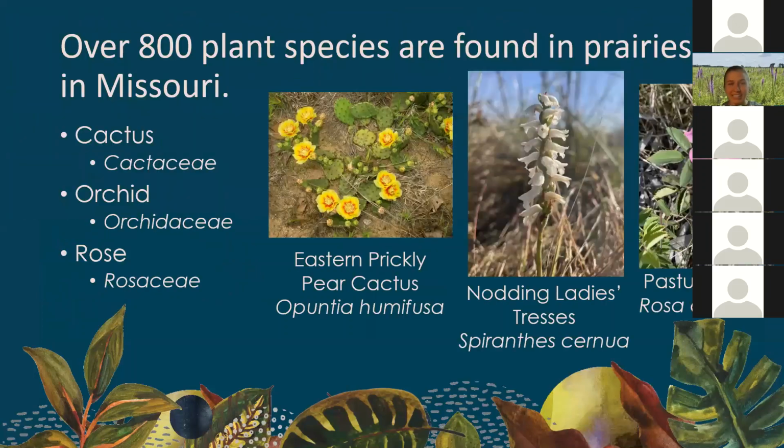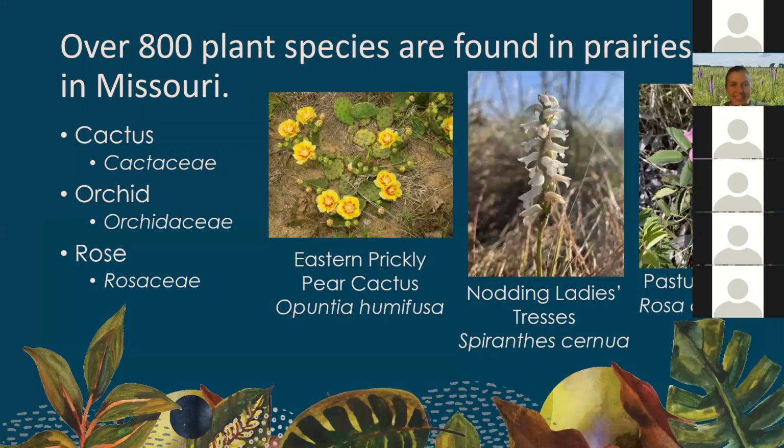So many more, as in there are over 800 plant species found in prairies in Missouri. And many of the other families represented are ones you are probably familiar with in your own gardening or even as houseplants. So we have Cactaceae here. Yes, there is a native Missouri cactus, the eastern prickly pear cactus, that's found in our dry, well-draining prairies.